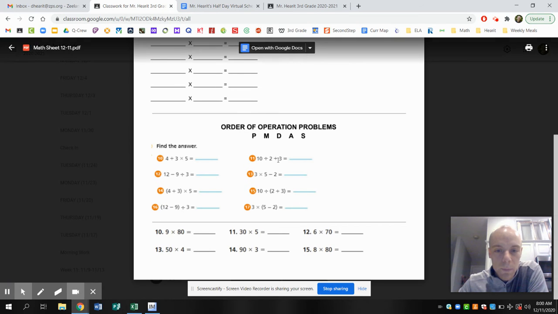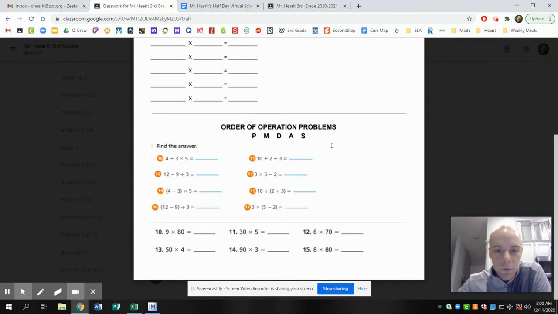This one, order of operations, PMDAS. Pandas munch during afternoon supper: parentheses, multiplication, division, addition, subtraction. So remember, this is the order in which to do things. Parentheses is first. So if you see parentheses, you do that first. Then you do multiplication, division, addition, subtraction.